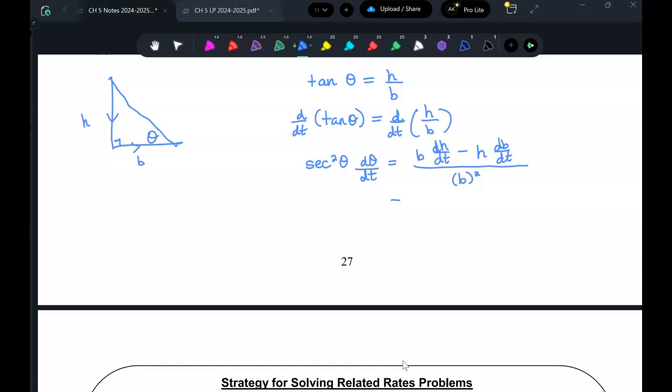Yeah, so we get 4 times negative 2 minus 3 times 3, over 4 squared. So we said, yeah, negative 17 over 16. She's getting better.